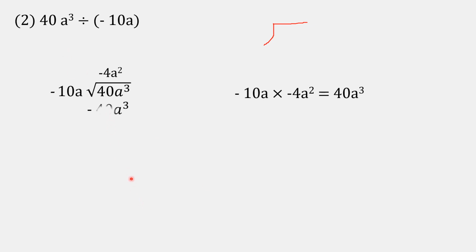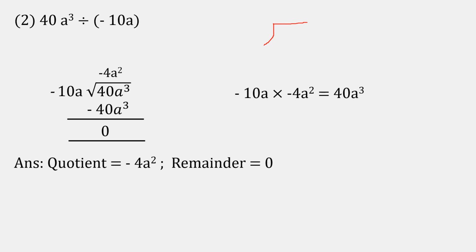You'll get minus 10a into minus 4a square is 40a cube. You'll put subtraction sign. So it will cancel and become 0. So you'll get 0 remainder. Okay, students. So you'll write down answer, that is quotient is equal to minus 4a square. Remainder is equal to 0. I hope you are understanding it.